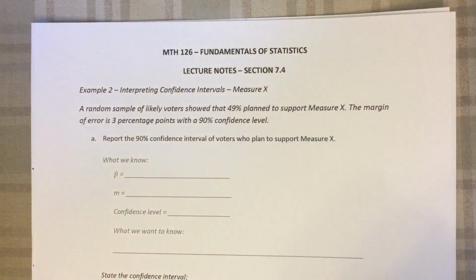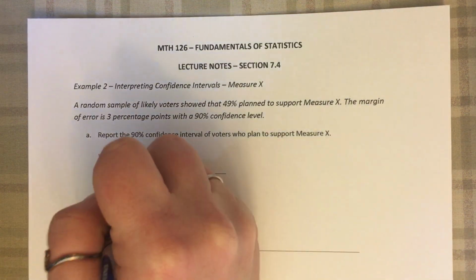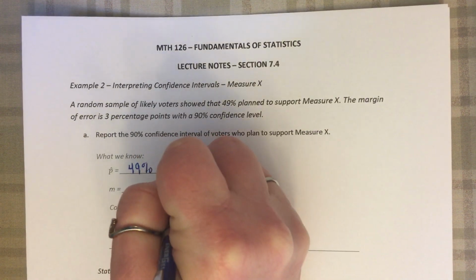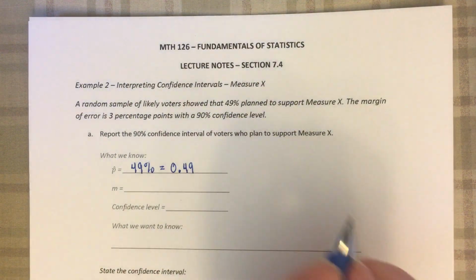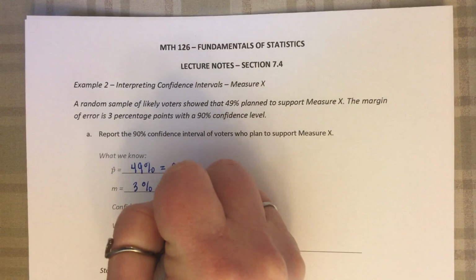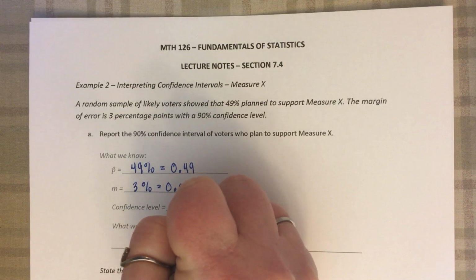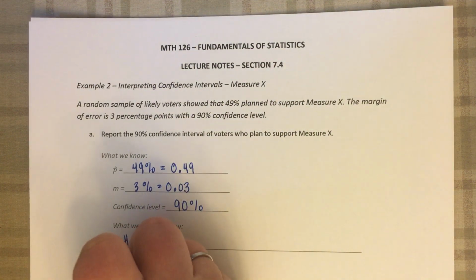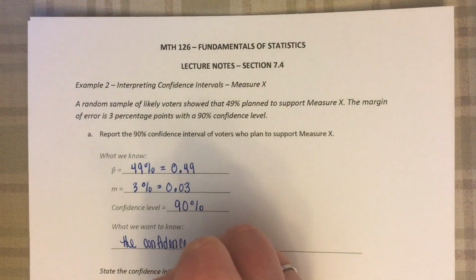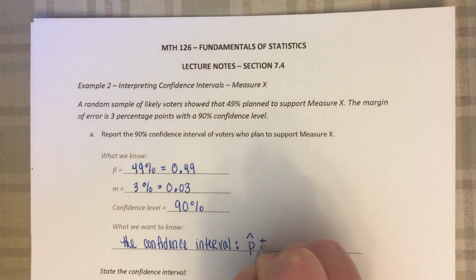All right. So we're not given specific information about our population or our sample here, but we are given a sample proportion. So our 49% is our p-hat. Again, we're going to write it as a decimal, so 0.49. And we are given a margin of error, 3 percentage points. Right, so 3% equals 0.03. In this case, we are told that our confidence level is 90%. And just like we were looking for in the last example, we are going to be looking for the confidence interval, which again is still p-hat plus or minus m.